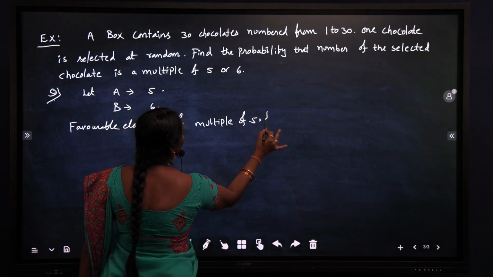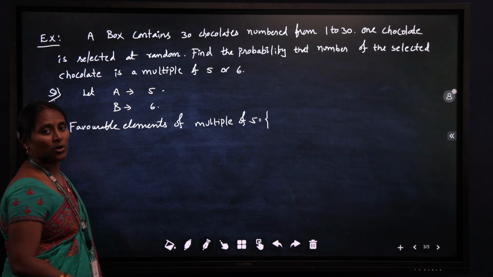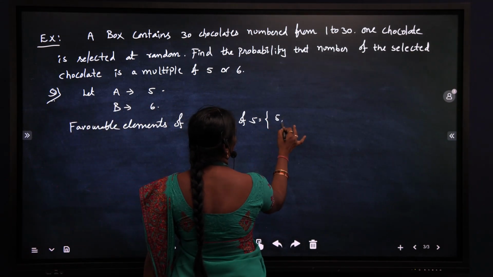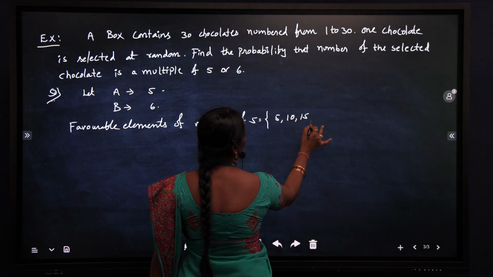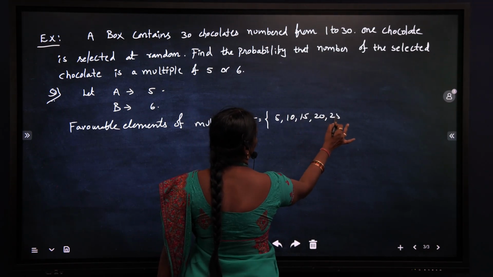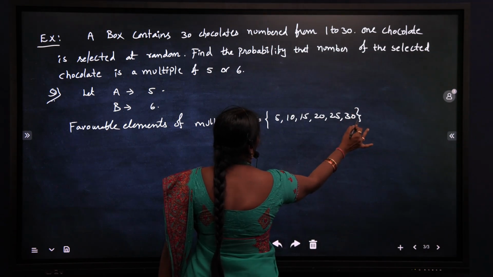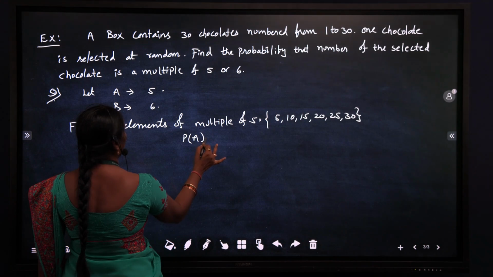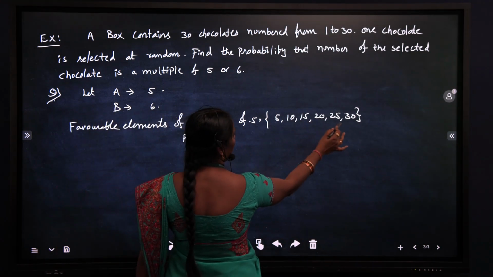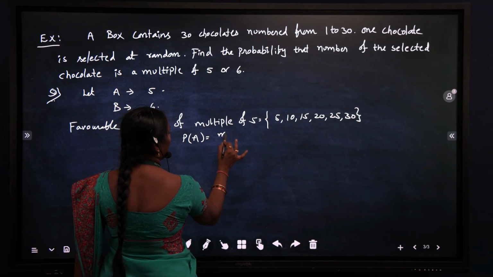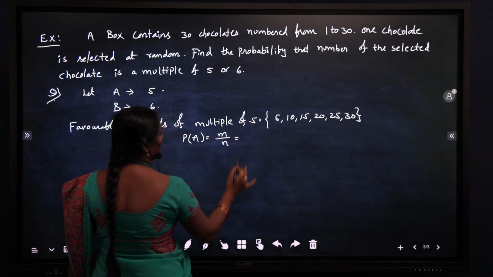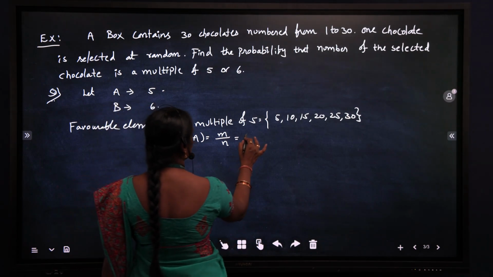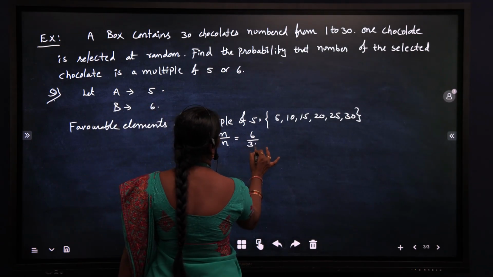Multiple of 5. Here we have chocolates numbered from 1 to 30. So we write the multiples of 5: 5, 10, 15, 20, 25, 30. Now the probability of the happening of event A: the favorable cases are 6. We define P of E as the favorable number of cases by the total number of cases. So P of A is 6 by 30.